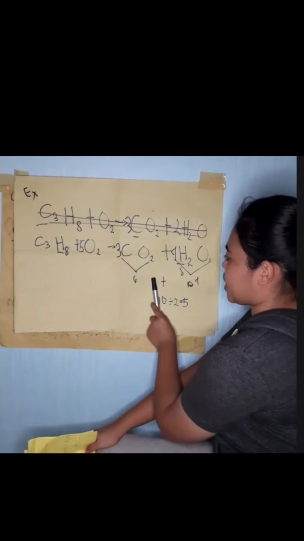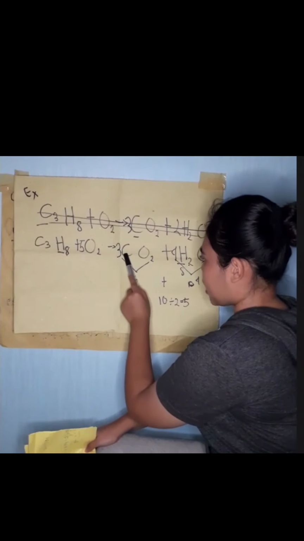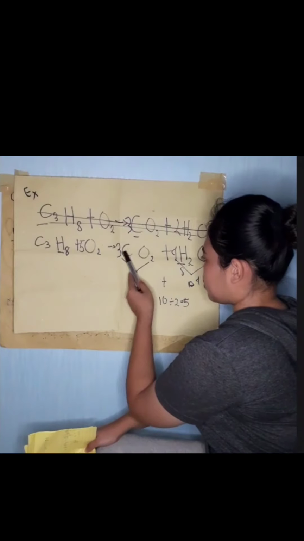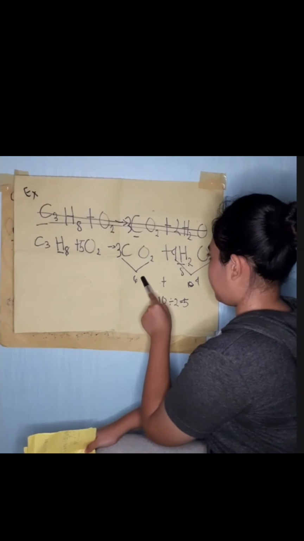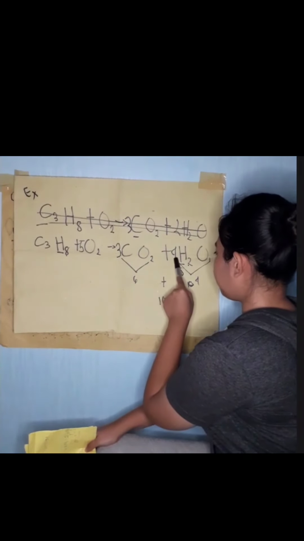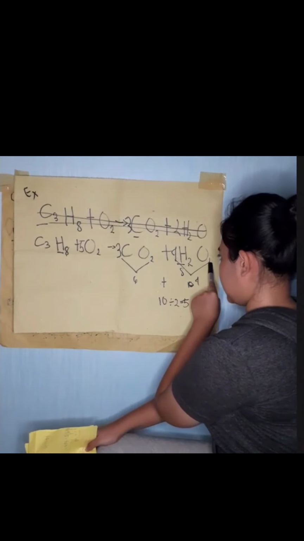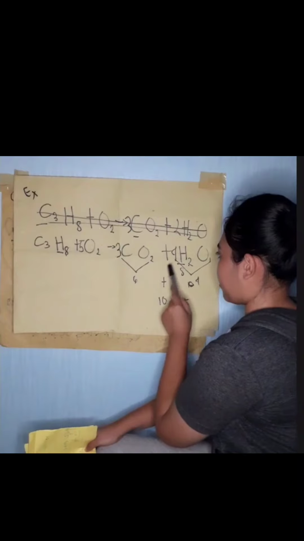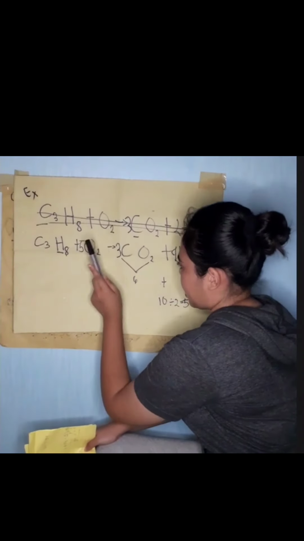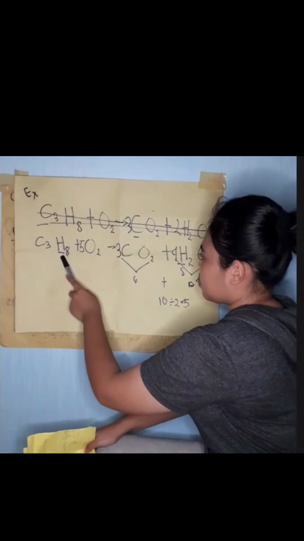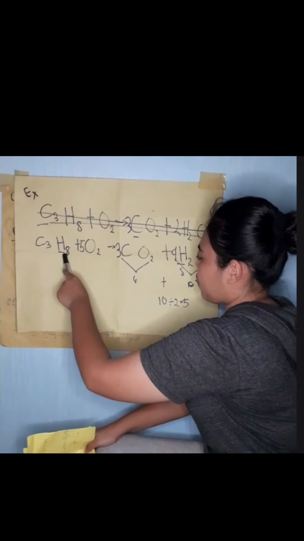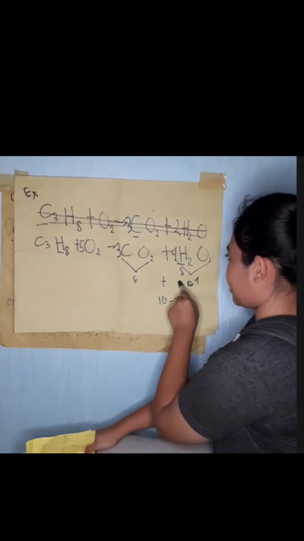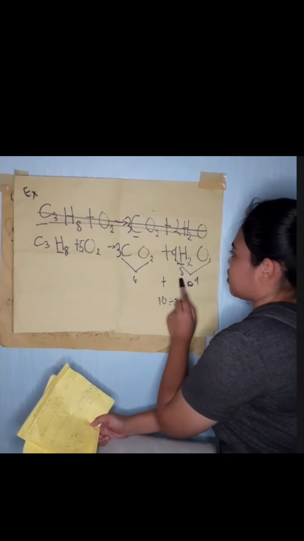Dito naman sa right side, we have 3 carbon, then 3 times 2 is 6, and 4 times 1 is 4. So, 6 plus 4, meron tayong 10 na oxygen. Meron na rin tayong 10 oxygen dito. Dito naman, meron tayong 8 na hydrogen. Dito rin, meron tayong 8 na hydrogen. 4 times 2 is equals to 8.